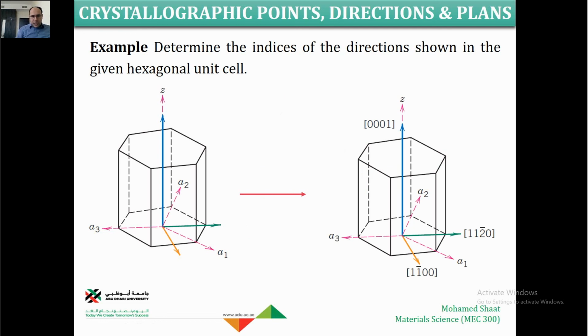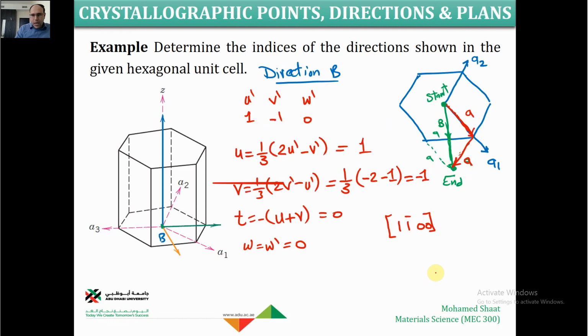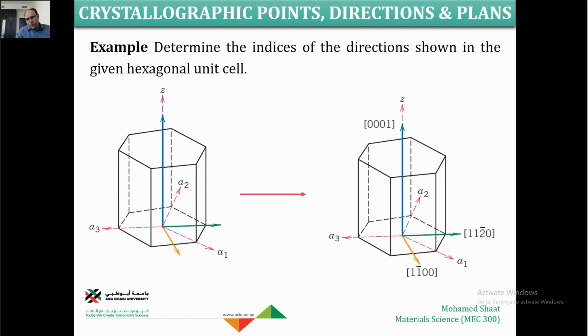So these are the 3 directions, and these are the directions that, as we specified, for this one it was 0, 0, 0, 1. For this one was 1, 1, negative 2, 0, and 1, negative 1, 0, 0, as we defined them here. Make sense? So this is simply how we can define the crystallographic direction.